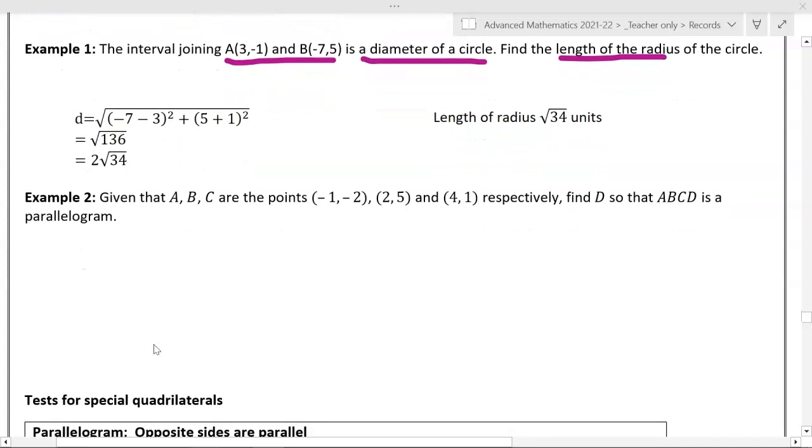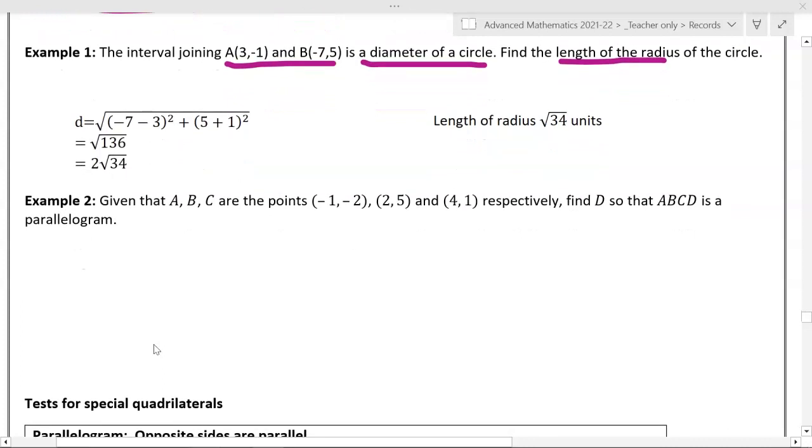Now example 2, I think this is quite an interesting question actually, and we're going to start with a sketch. So we've got the points A, B, C, and we're going to plot them, and we're going to have to find the point D so that ABCD is a parallelogram. And we're going to do it the easy way, okay? You could definitely do equations of lines and perpendicular and distance and all that sort of stuff, but we're going to do it very visually.